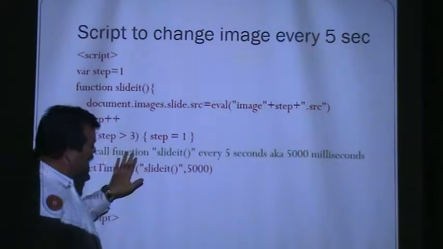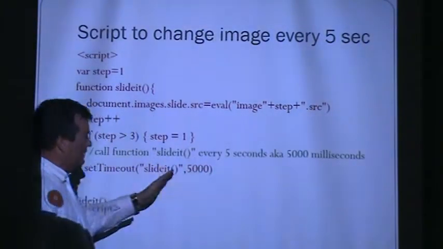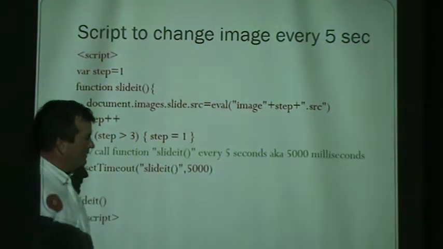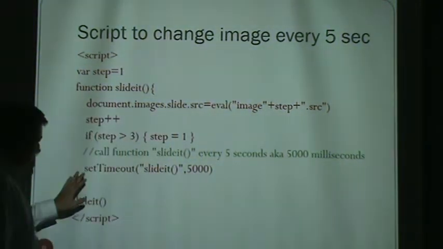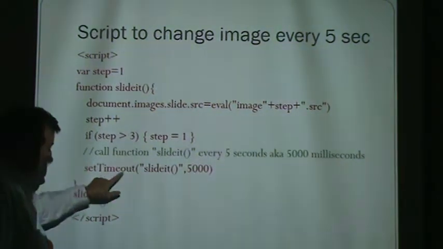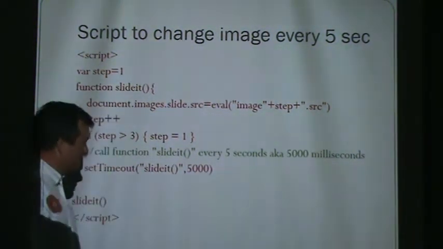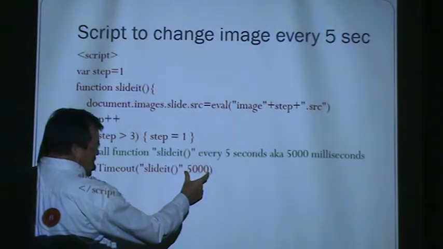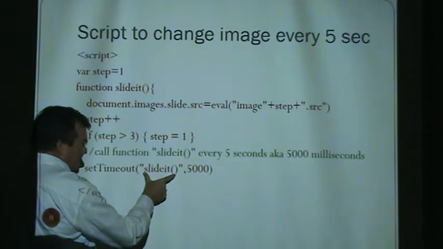And then we're going to call the slided function every 5 seconds. And in JavaScript, you actually give time in milliseconds. So 5 seconds really is 5,000 milliseconds. So now what we do is we call a JavaScript function called timeout. Timeout, you give it a time and a function. So after 5,000 milliseconds or 5 seconds, we will call this function.